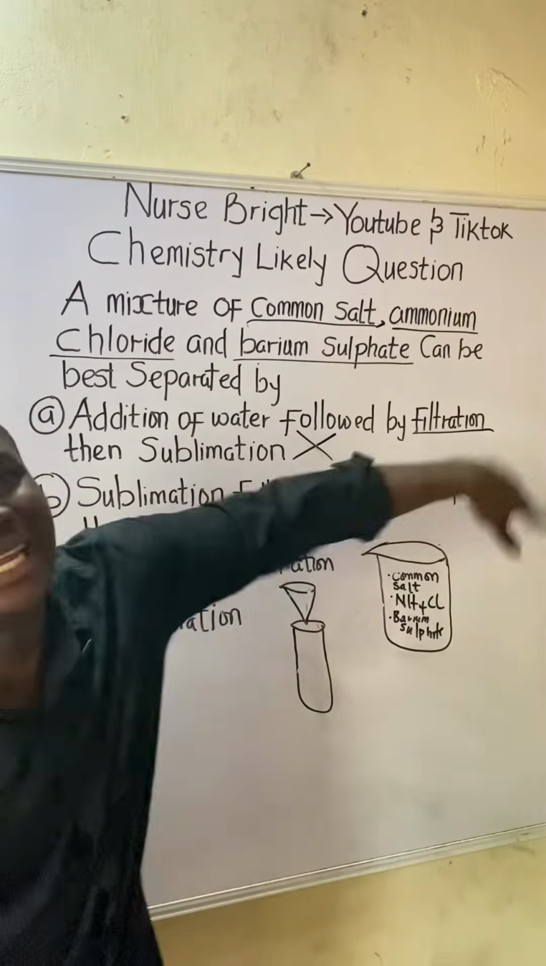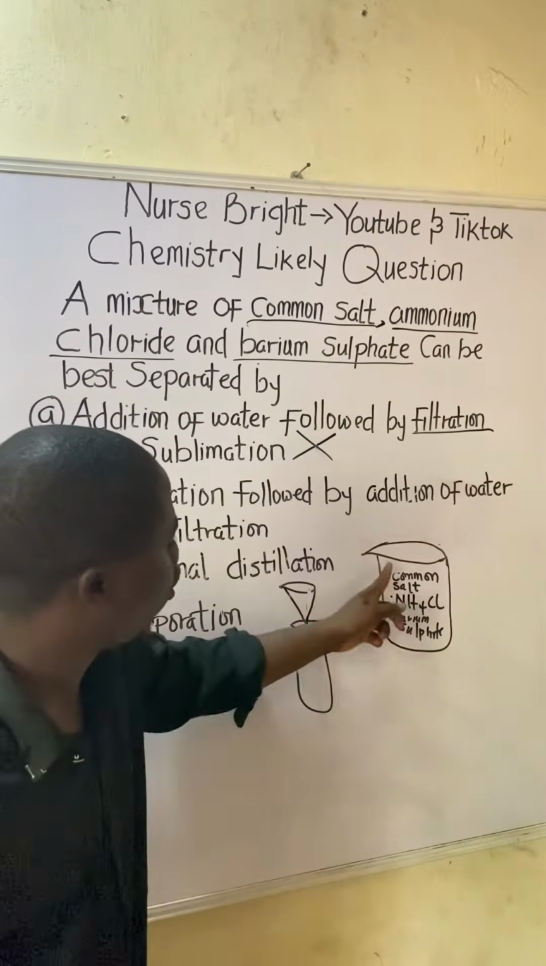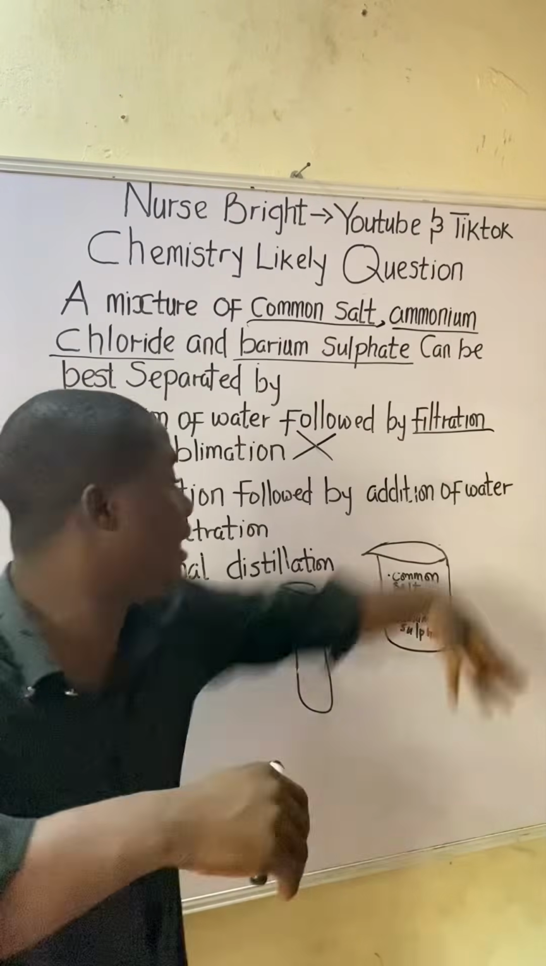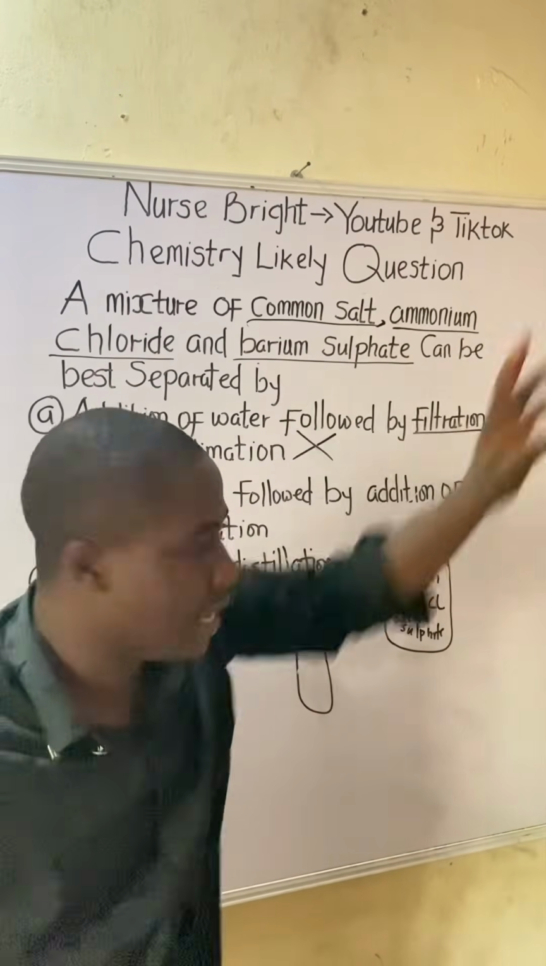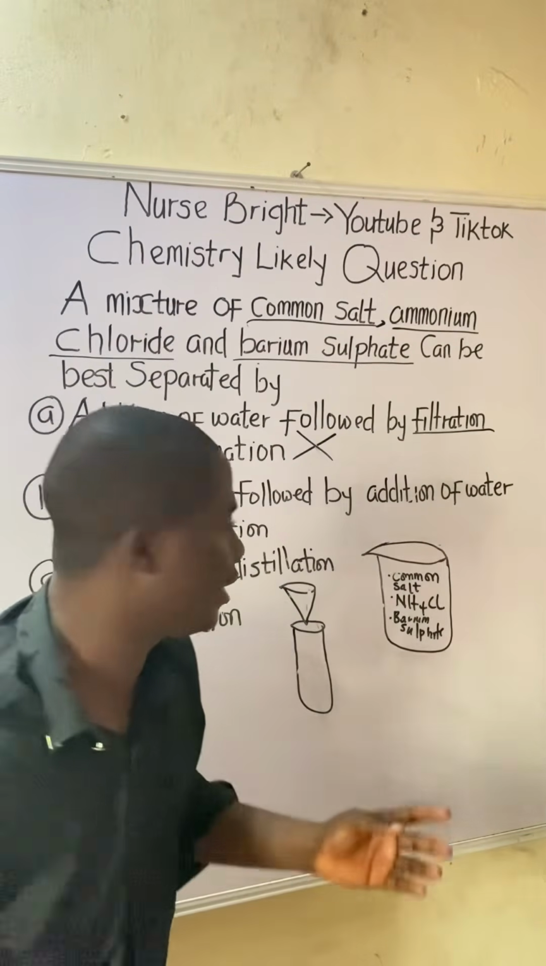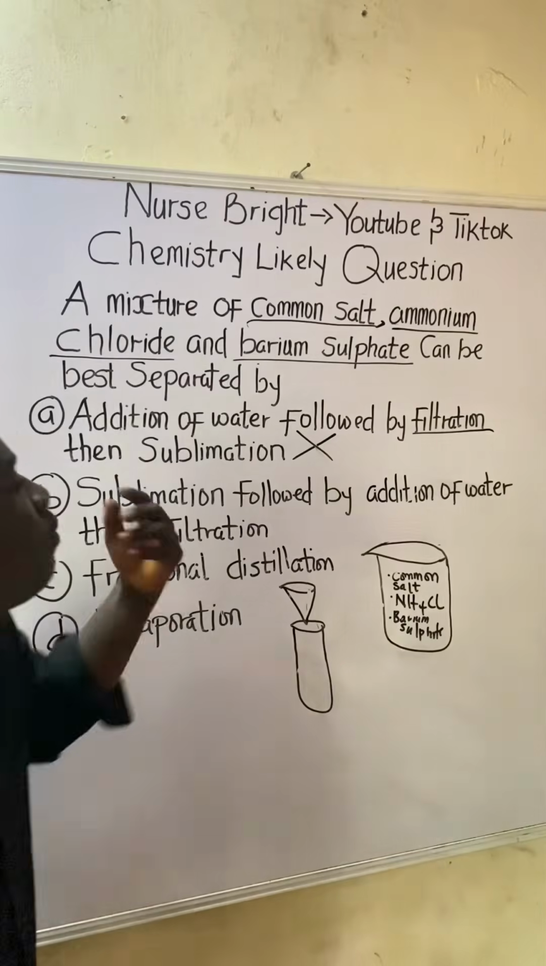Option B is sublimation first. So looking at all of this, when this ammonium chloride undergoes sublimation, it can actually leave to become gas, leaving just common salt and barium sulfate together. Are you understanding my point? So first it will undergo sublimation, followed by addition of water.